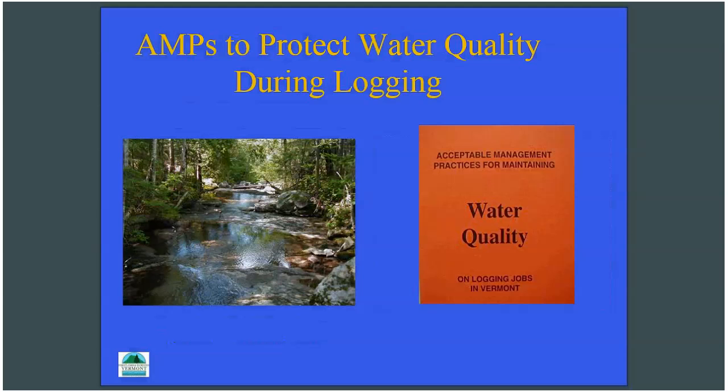The AMPs were adopted on August 15, 1987, under the authority of 10 VSA Chapter 47, Vermont's Water Pollution Control Law. The AMPs are intended to prevent discharges of sediment, petroleum products, and woody debris, or logging slash, from entering streams and other bodies of water, to control soil erosion, and to maintain natural water temperature.